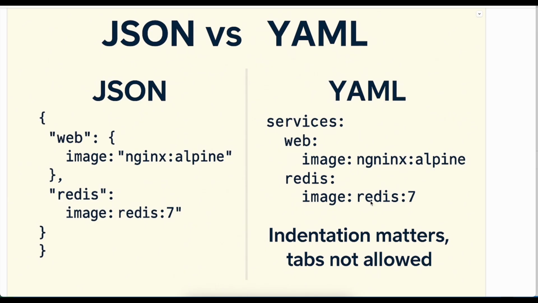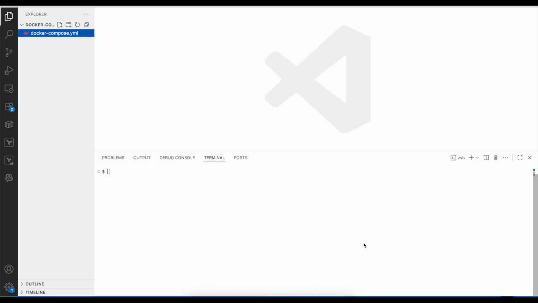So, let's go hands-on. I am inside Visual Studio Code and I have created a folder called Docker Compose Demo. Inside this folder, I have added a file named docker-compose.yaml.